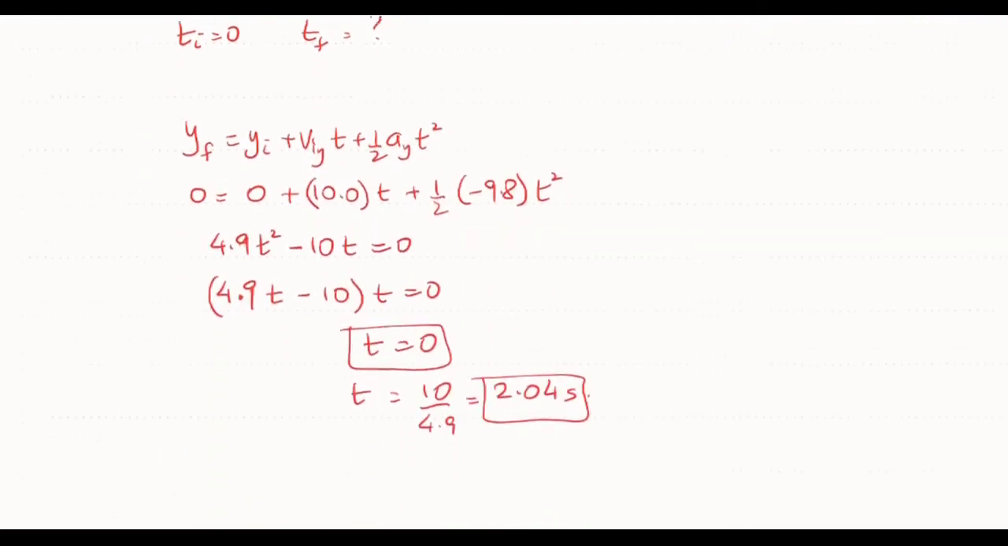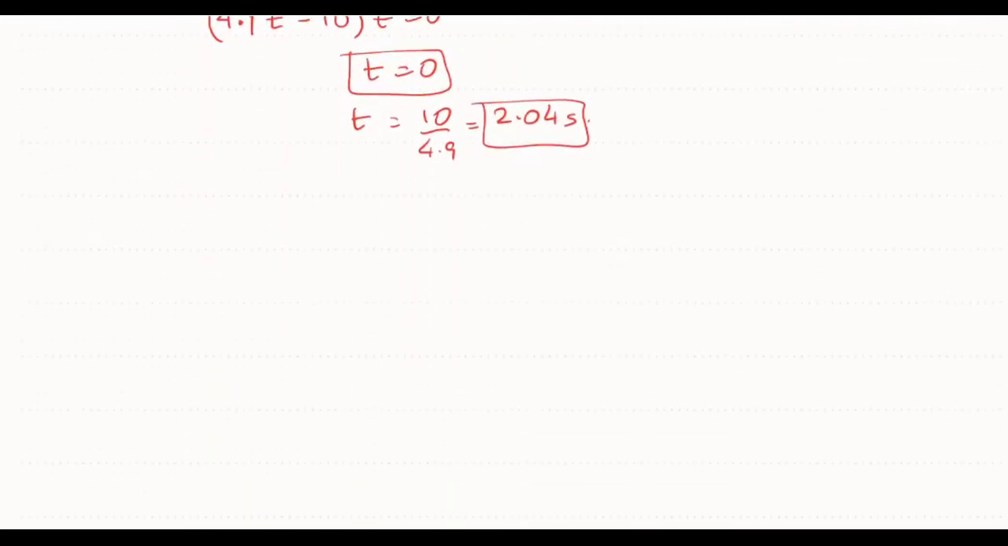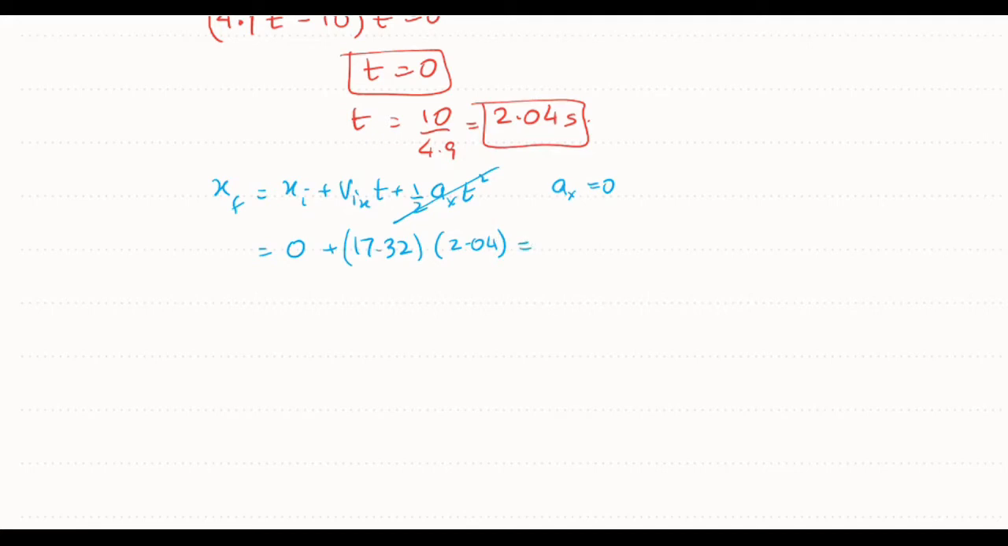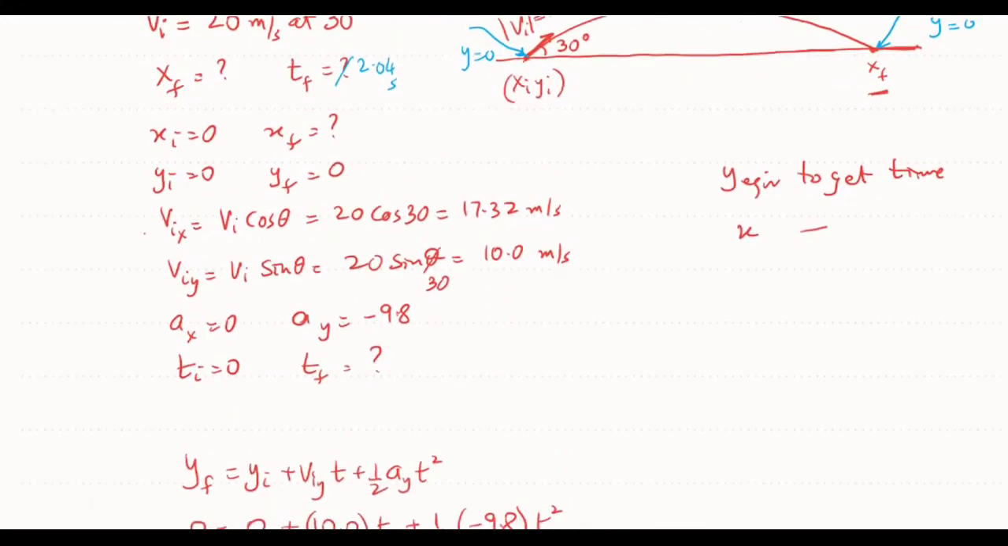Now we look at XF, and we can use the X equation. X final equals X initial plus VIX T plus half AX T squared, and this term is 0 because AX is 0. X initial is 0, VIX is 17.32, and the time is 2.04 seconds. So in 2.04 seconds it travels 35.34 meters. We can round it to 35.3 meters. So that's how far it would go.